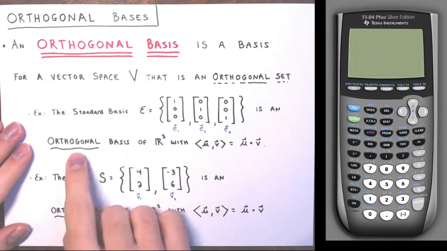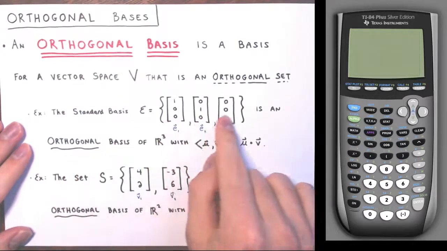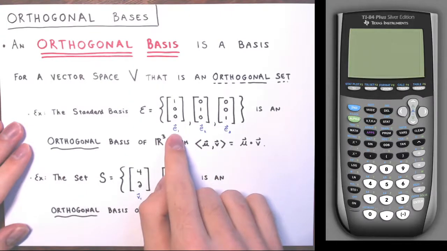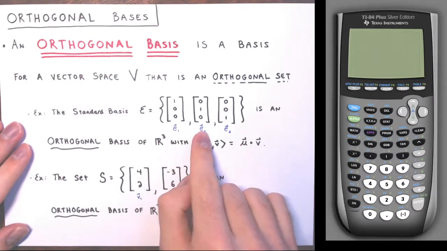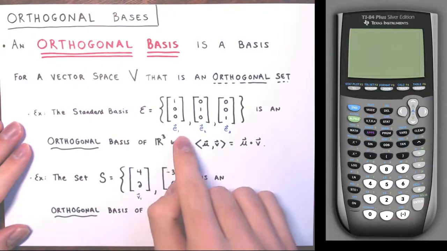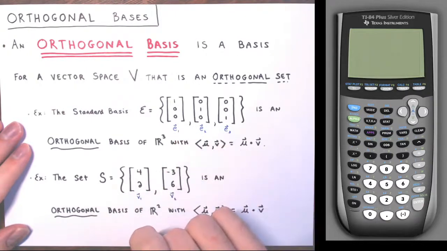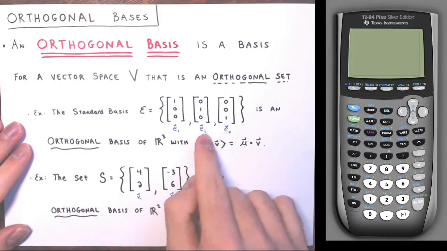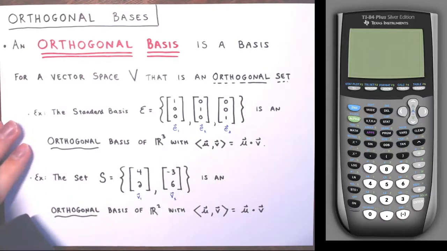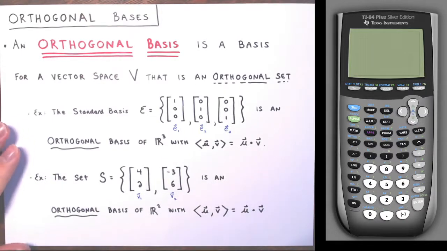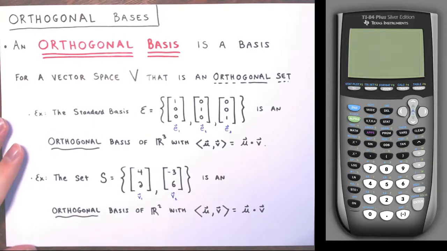And it's an orthogonal basis because it is an orthogonal set. If you take the dot product of E1 with E2, it would be 0. The dot product of E1 with E3, it would be 0. And the dot product of E2 with E3, it would be 0. So every pair of vectors is orthogonal. It is an orthogonal set.